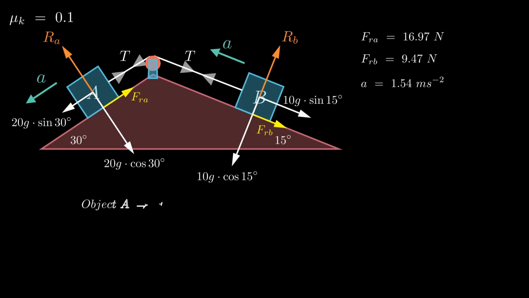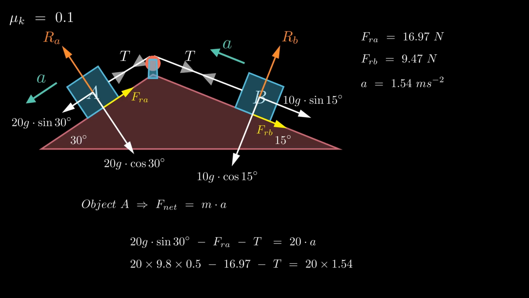Next, we can choose any one object and apply Newton's second law to find the value of tension. Applying Newton's second law to object A in the direction of acceleration yields this expression for tension. We can substitute the previously calculated values for acceleration and the frictional force opposing the movement of object A into this equation. Upon solving this equation, we find the tension in the string to be 50.22 Newton. I hope this explanation was clear.